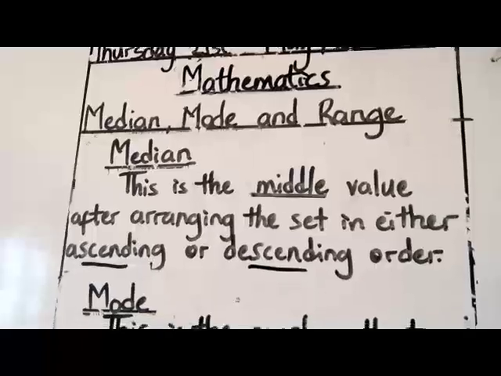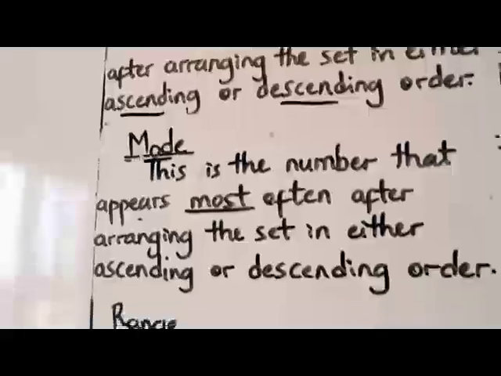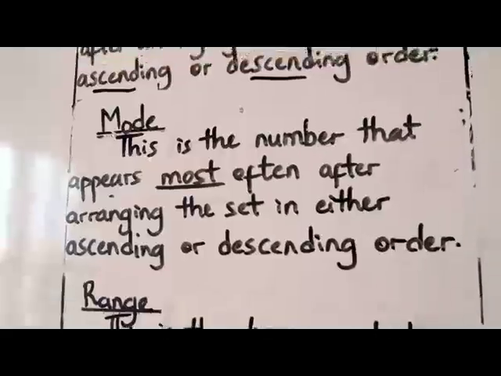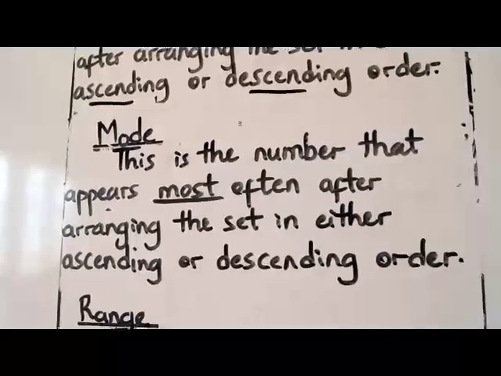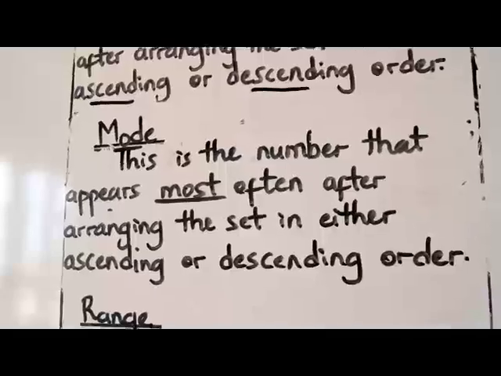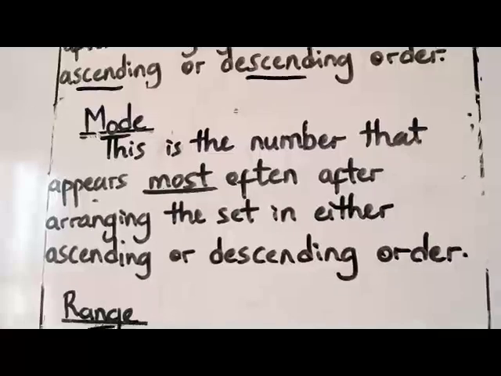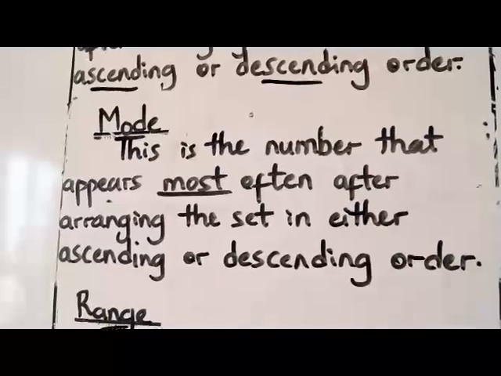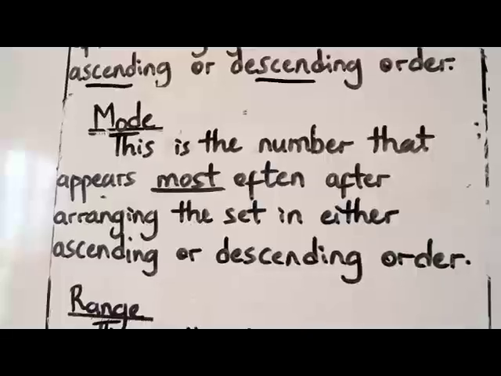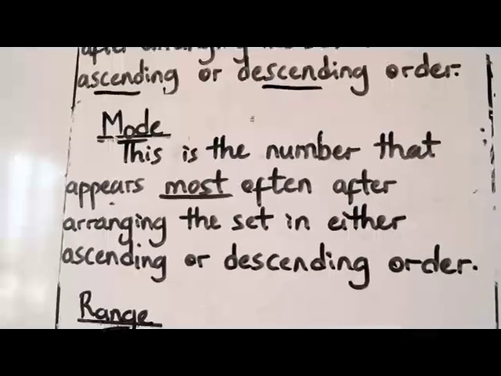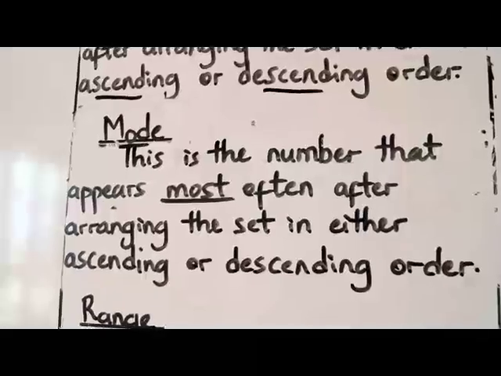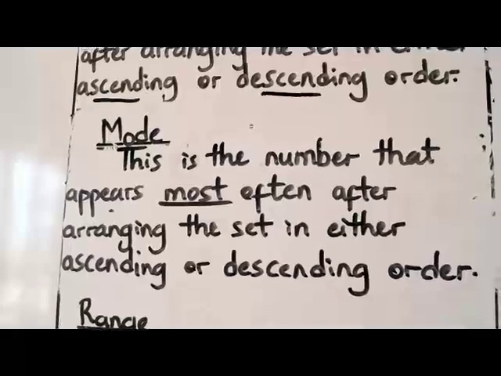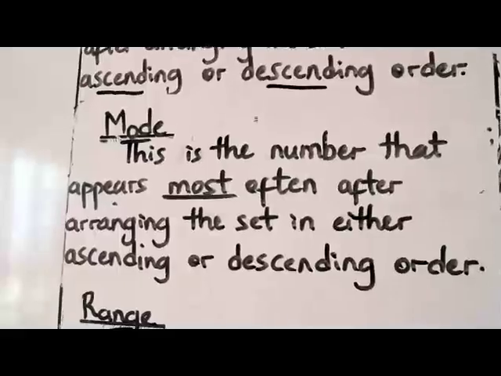Very quickly, let's look at the mode. The mode is the number that appears most often after arranging the set in either ascending or descending order. The most often, the one that appears most. Remember, you must first of all arrange. I prefer to use the ascending order. You can see that for median, you arrange first. For mode, you also arrange first.